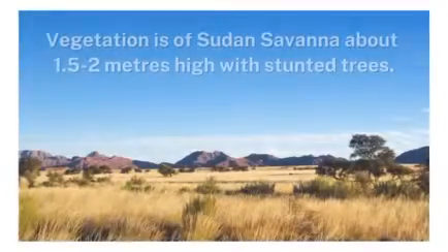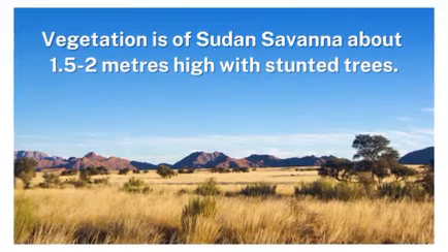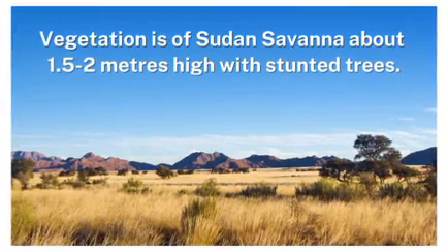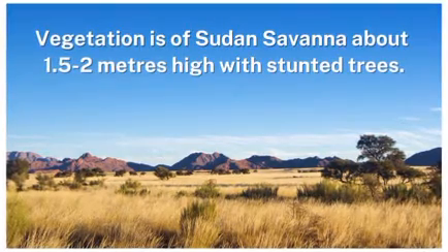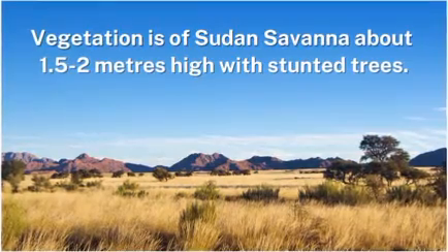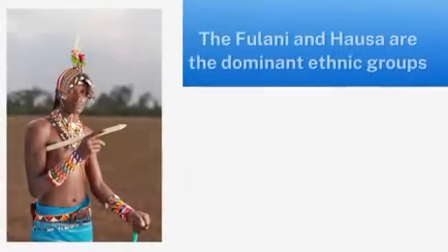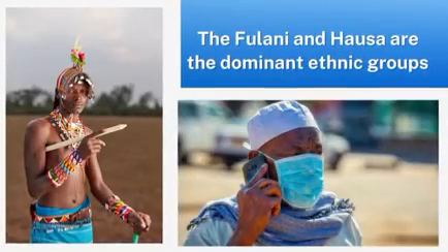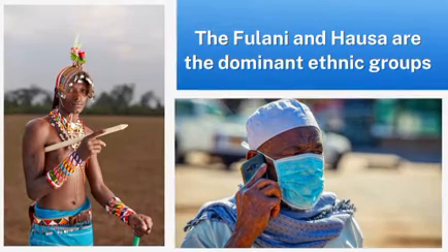Here, you can see that the vegetation is of the Sudan savanna and it is filled with stunted trees that we can see majorly in the northern part of Nigeria, and the height is about 1.5 to about 2 meters, which is typical of a place that has a low level of rainfall. Also, there are several tribes that are dominant in this area, majorly the Fulani and also the Hausa ethnic group.